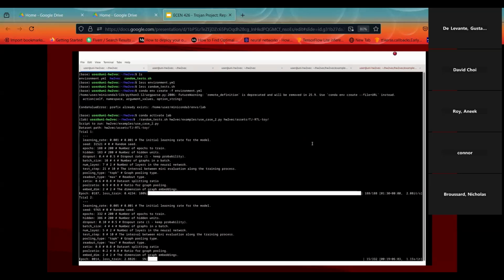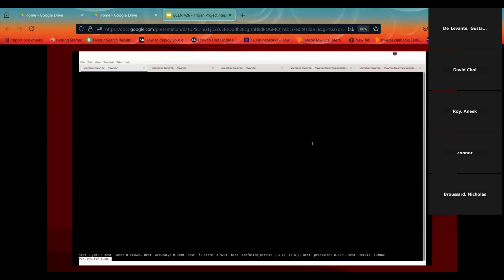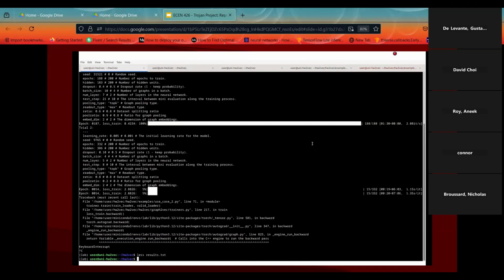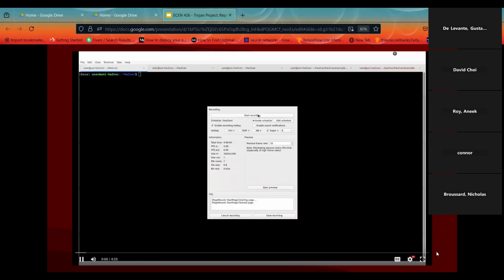So we have each trial run. They run for a variable length of time. Some of them only take a couple seconds, and some can take a couple minutes to hours, but you can see the output of each of the trials. Once that's done, it all gets collated into results.txt, which is just going to be the best results from each of the trials.